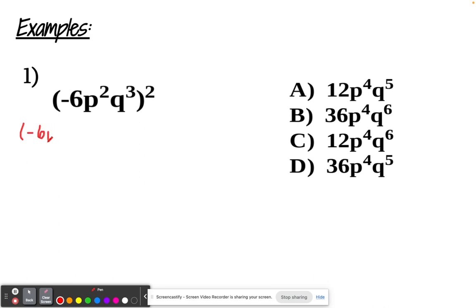p to the 2nd power, q to the 3rd power, and I'm not going to want to rewrite this every time. I'm just going to show you, times negative 6 p to the 2nd power, q to the 3rd power.